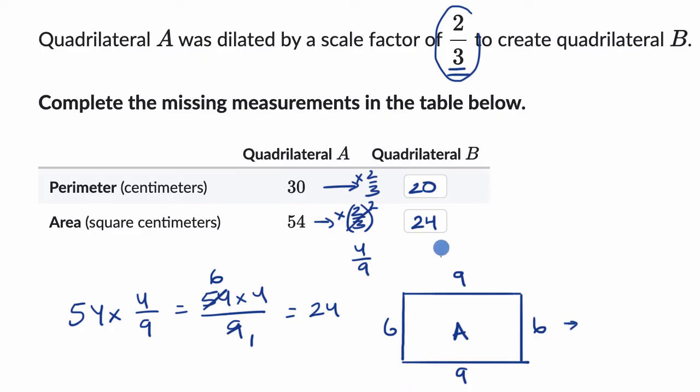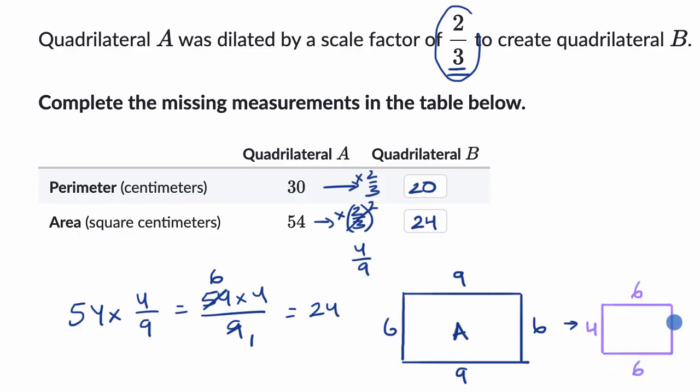And now quadrilateral B, if we're scaling it by 2/3, then all of these dimensions are going to be scaled by 2/3. So quadrilateral B, instead of having a height of 6 over here, is going to have a height of 4. And instead of having a length or width of 9 here, it's going to be 2/3 of that. It's going to be 6.